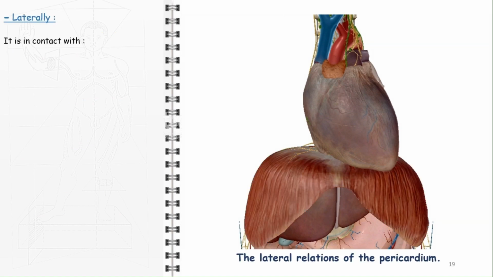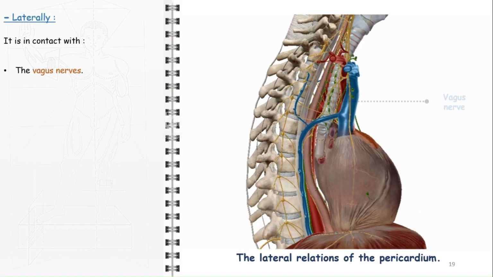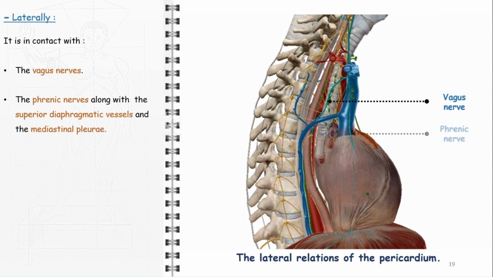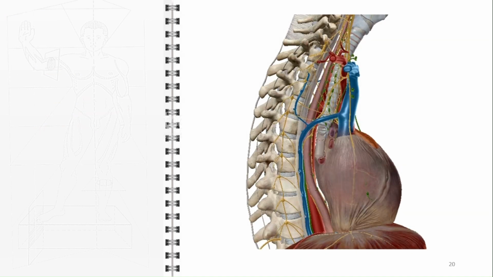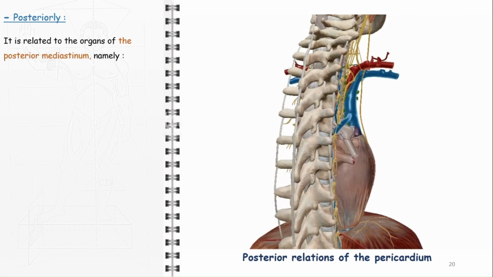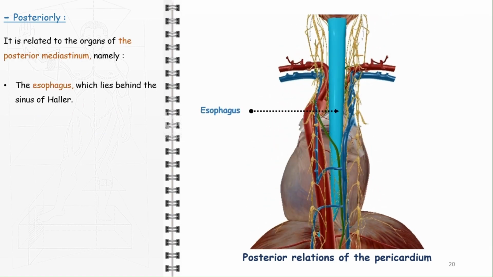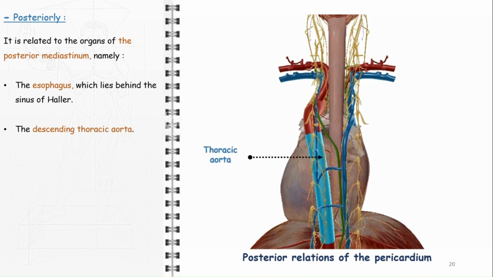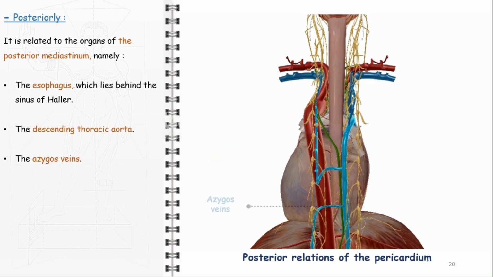Laterally, it is in contact with the vagus nerves and the phrenic nerves, along with the superior diaphragmatic vessels and the mediastinal pleurae. And posteriorly, it is related to the organs of the posterior mediastinum, namely the esophagus, which lies behind the sinus of Haller, the descending thoracic aorta, and the azygous veins.